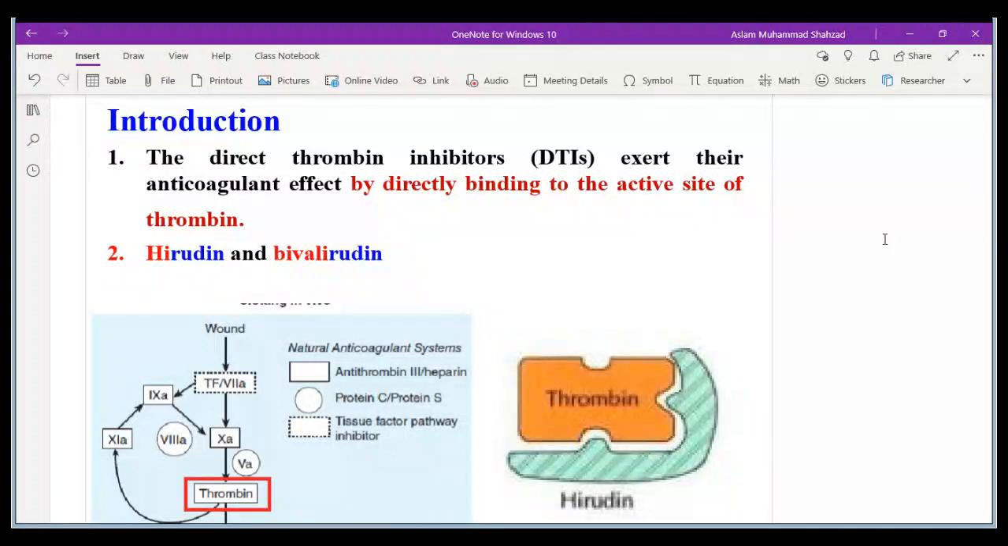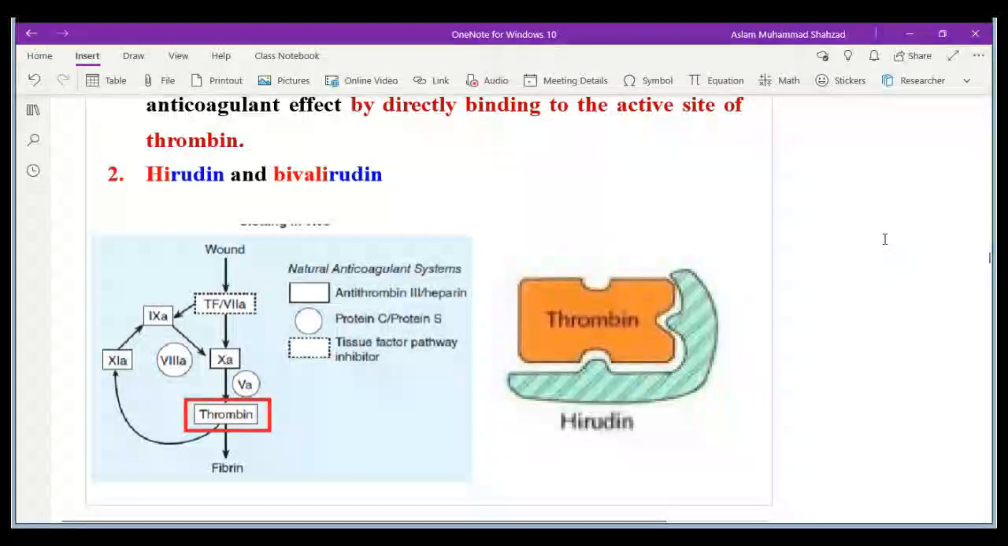So this is another easy topic, not a tough topic. The main thing is that, as the name indicates, they are direct thrombin inhibitors, DTI. D stands for direct, T stands for thrombin, I stands for inhibitor, and they exert an anticoagulant effect by directly binding with the active site of thrombin. If you look at the left, the red color sign, they are directly inhibiting thrombin by binding to its active sites.